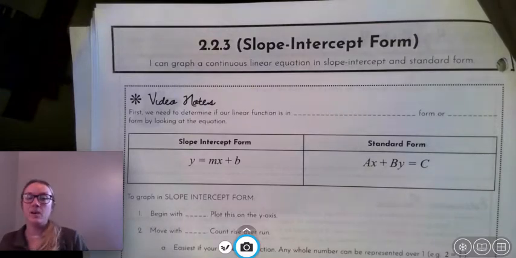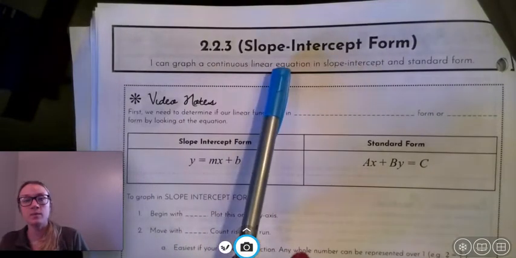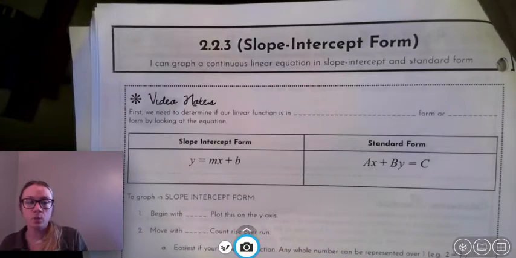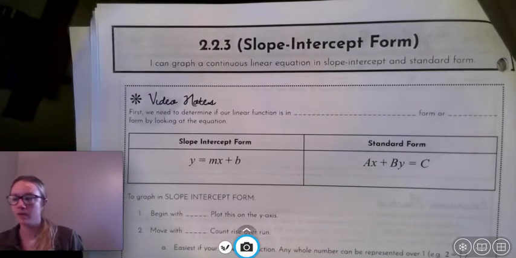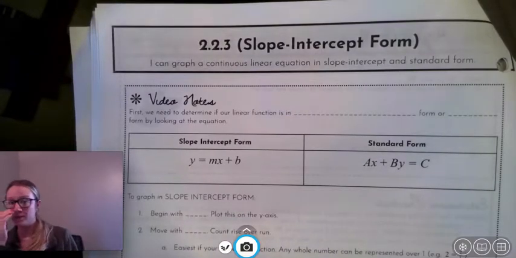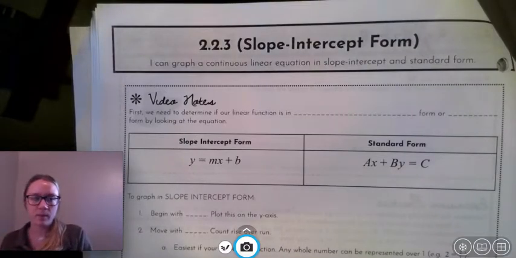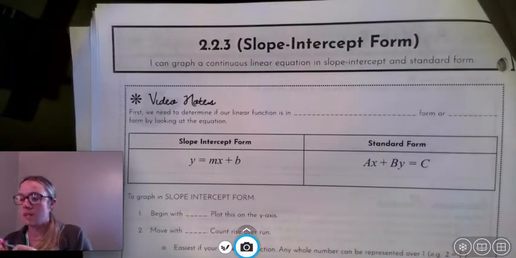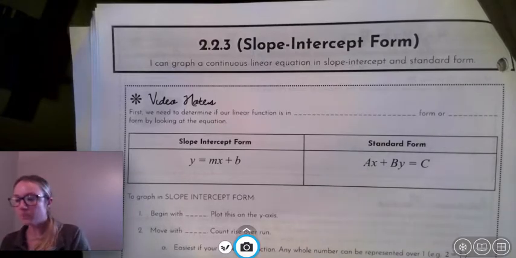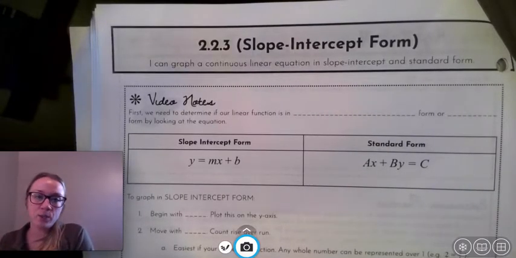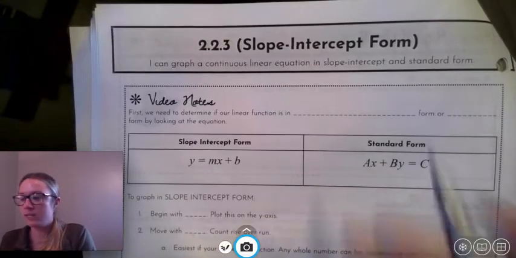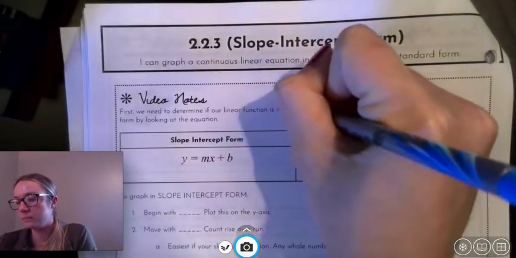Hi everyone. We are on page 24 of our note packet. So we're looking at 2.2.3, and it's graphing. For this video, we are specifically looking at only slope-intercept form, but there's actually two ways that we're going to learn how to graph. So we're going to mention the second type of equation that you could see, but today we're just looking at slope-intercept form.